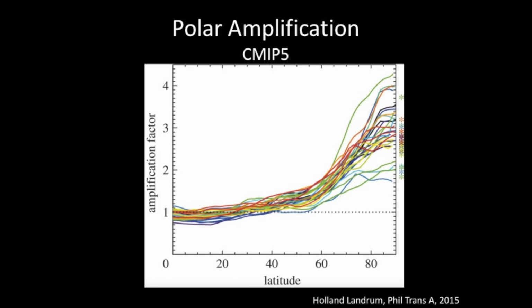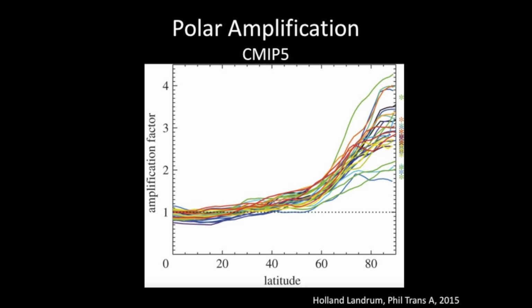So we're talking about an Arctic warming of 5 degrees and a global mean warming of 2 degrees. So it's a polar amplification factor of 2.5. So 2.5 here puts us in the middle of the range for polar amplification in terms of the CMIP5 simulations. But the point I want to convey here is that the uncertainty is really large.